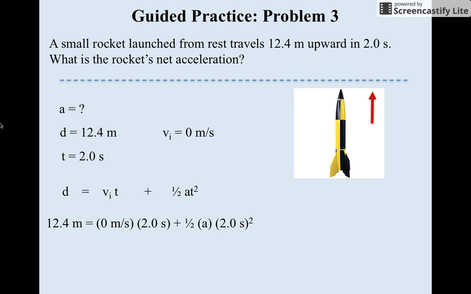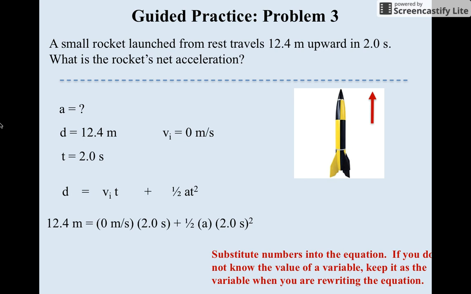All right, I substituted my numbers. Again, because I don't know acceleration, that variable a stays as a while everything else has numbers substituted into it. Also note that the time shows up in two different places in this equation. So the time is 2 seconds. That 2 seconds is plugged in at two separate locations.